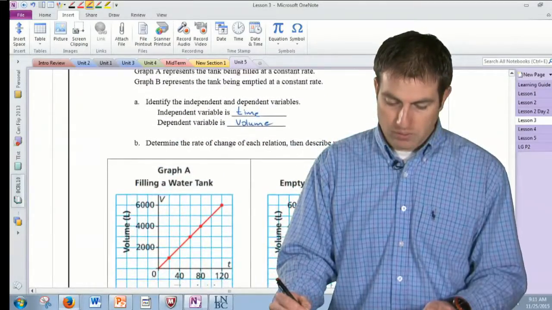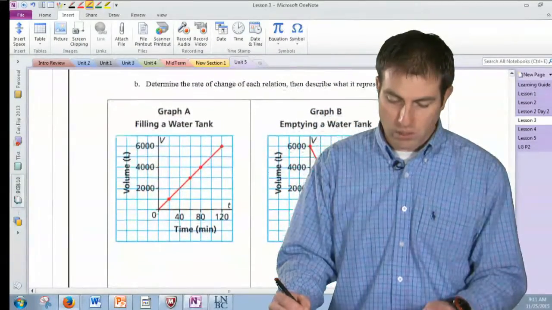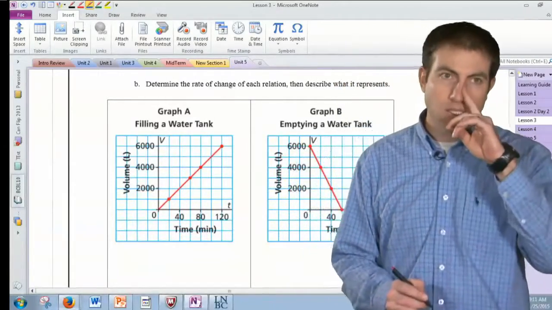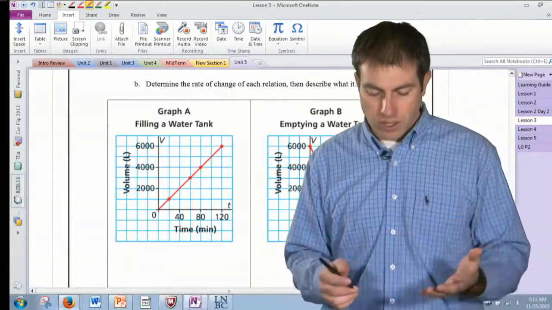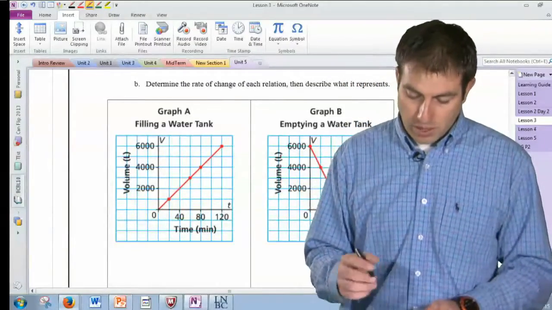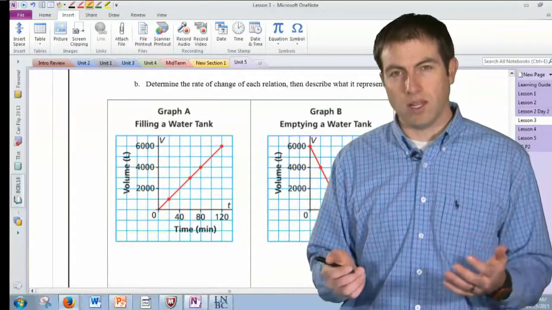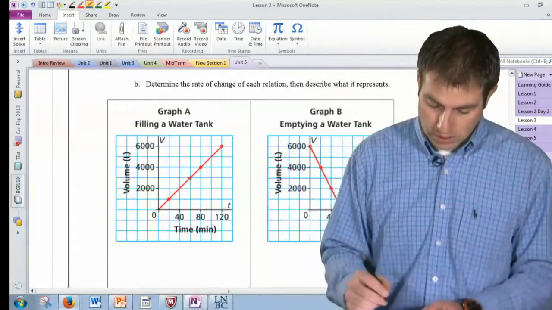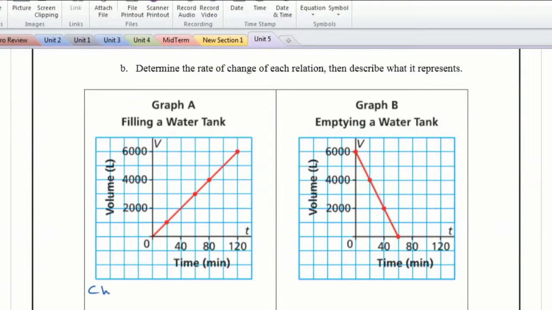All right, so determine the rate of change of each relation, then describe what it represents. Rate of change is the change in each of the variables. And we described it as the rise over the run or the slope of the line. So let's take a second to figure out what the rate of change is. The first thing we need to do is find the change in our volume.